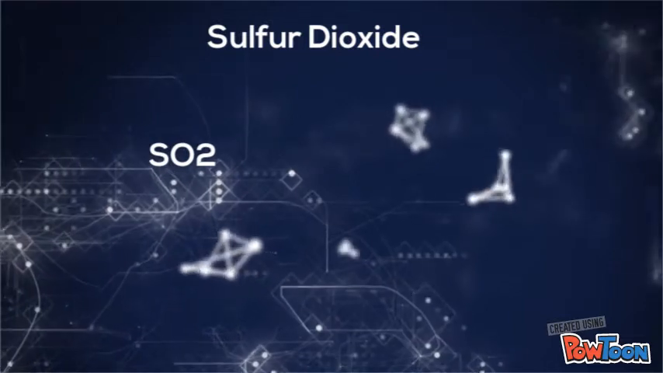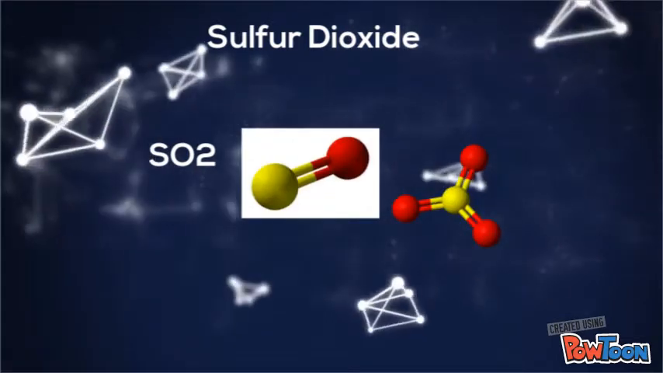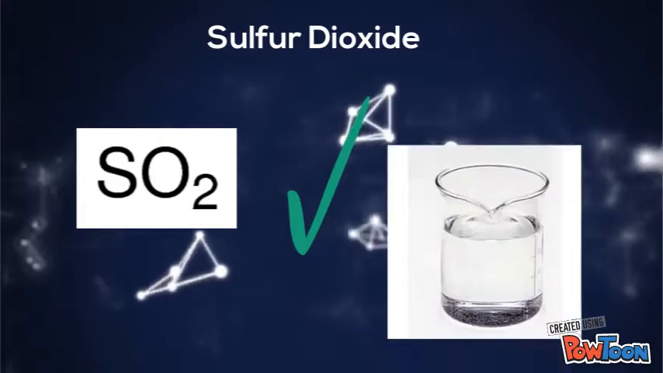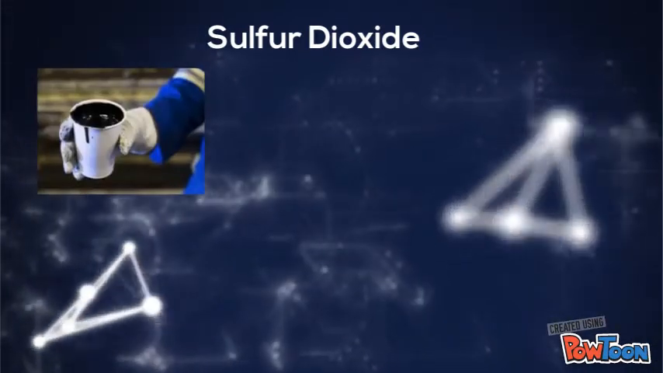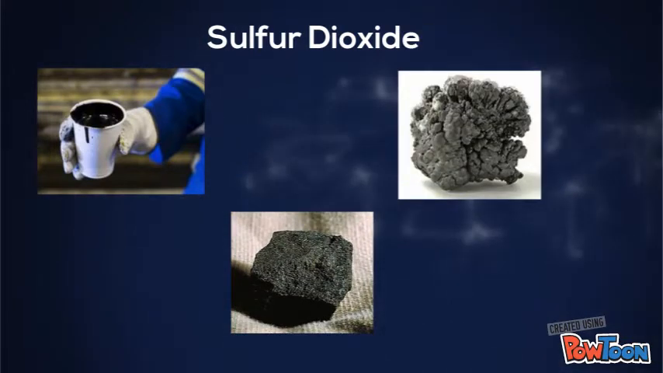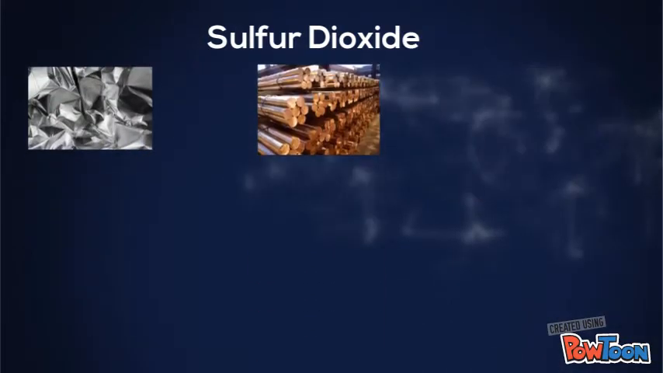Sulfur dioxide belongs to the family of sulfur oxide gases. These gases dissolve easily in water. Sulfur is prevalent in all raw materials including crude oil, coal, and ores that contain common metals such as aluminum, copper, zinc, lead, and iron.